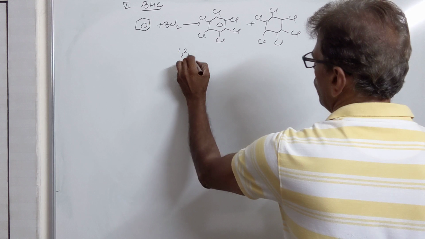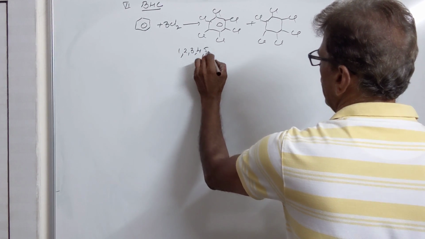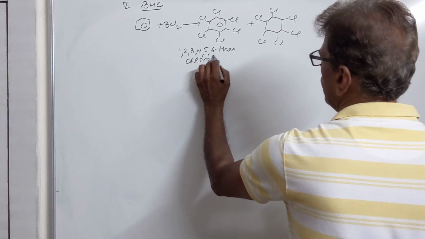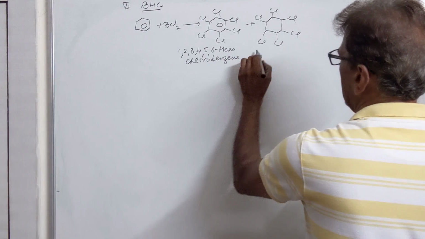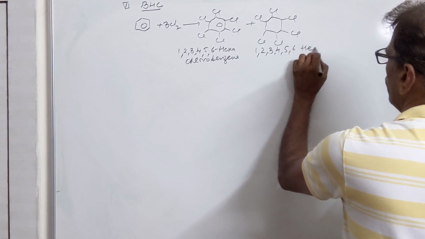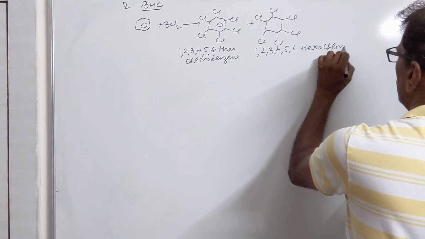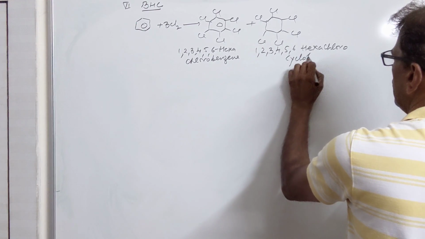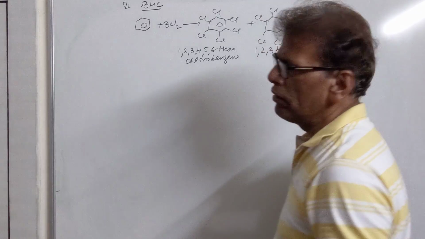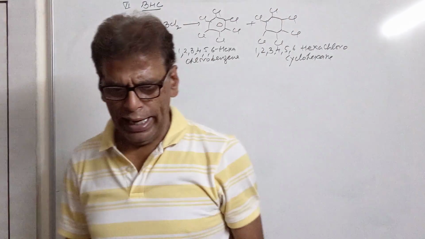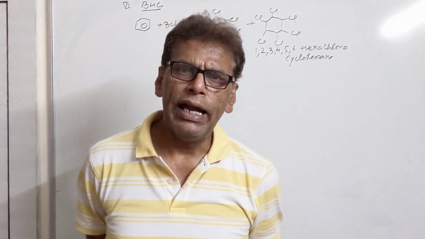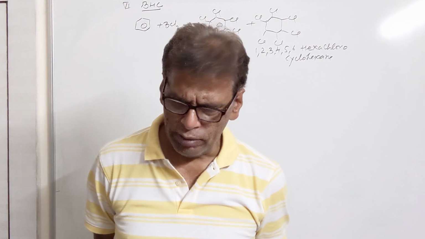This is 1, 2, 3, 4, 5, 6, hexachlorobenzene, and this is 1, 2, 3, 4, 5, 6, hexachlorocyclohexane. Both are collectively called benzene hexachloride, since they are derivatives of benzene, and they are used as insecticides. They are also non-biodegradable, and disturb biochemical reactions of our life.